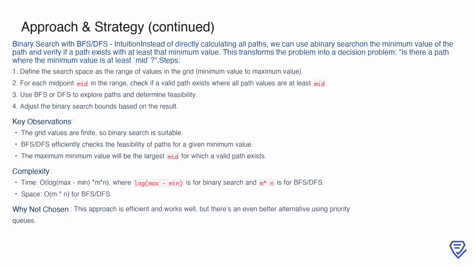The complexity of this method is significantly better than brute force. The binary search requires O(log(max - min)) iterations, and for each iteration, BFS or DFS takes O(m*n) time, resulting in an overall time complexity of O(log(max - min) * m*n). The space complexity is dominated by the BFS or DFS, which requires O(m*n) space. While this is a significant improvement over brute force, there's an even more optimal approach that we can use.